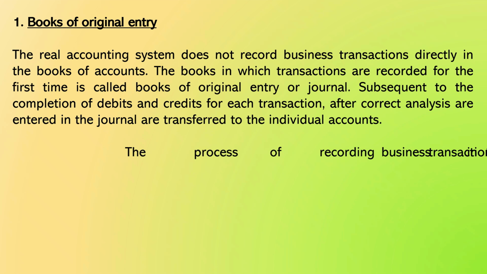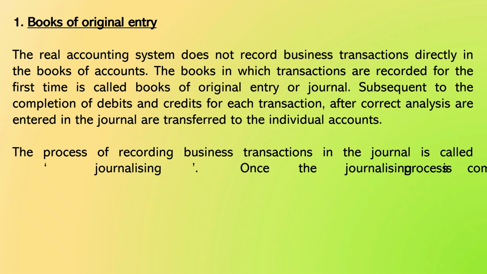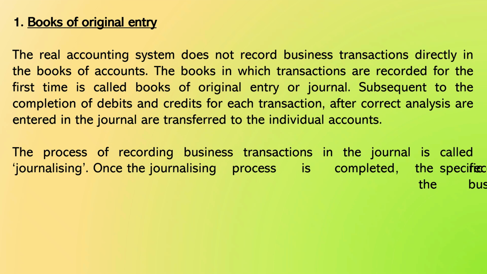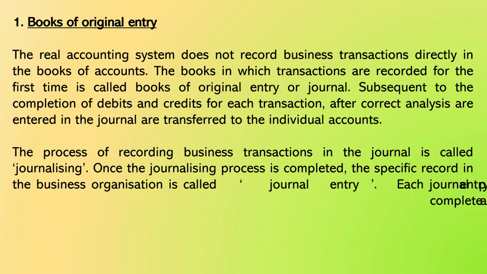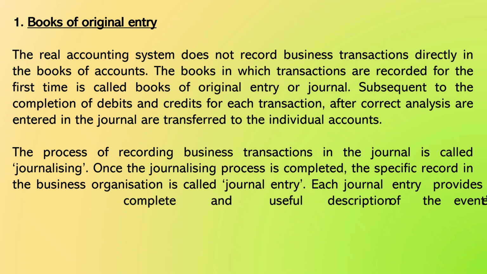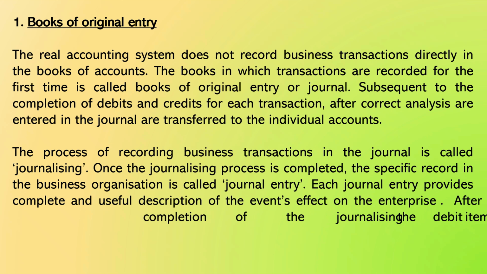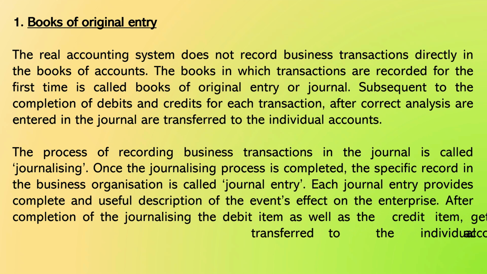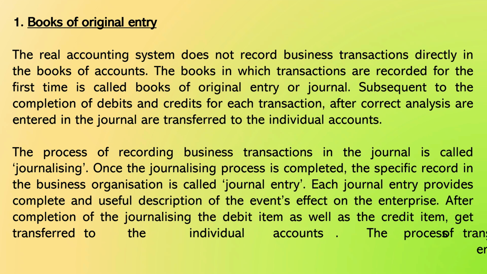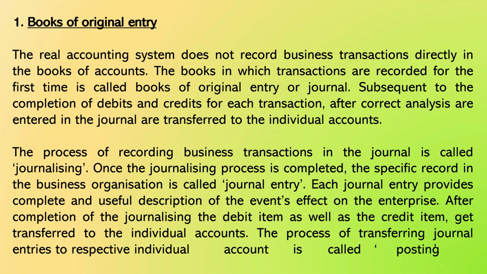The process of recording business transactions in the journal is called journalizing. Once the journalizing process is completed, the specific record in the business organization is called a journal entry. Each journal entry provides a complete and useful description of the event's effect on the enterprise. After completion of the journalizing, the debit item as well as the credit item get transferred to the individual accounts. The process of transferring journal entries to the respective individual accounts is called posting.